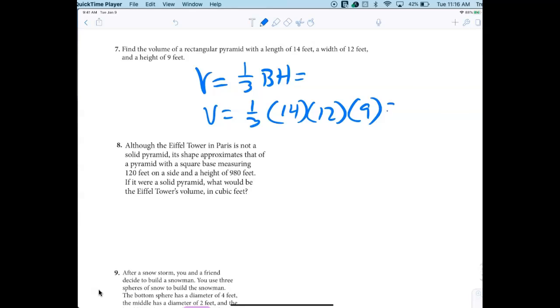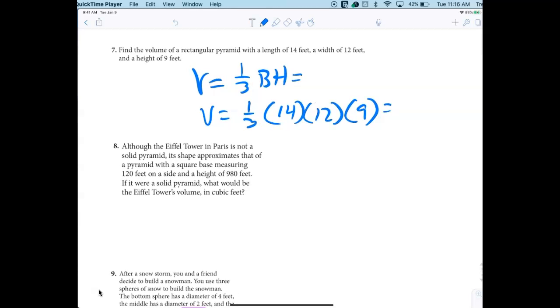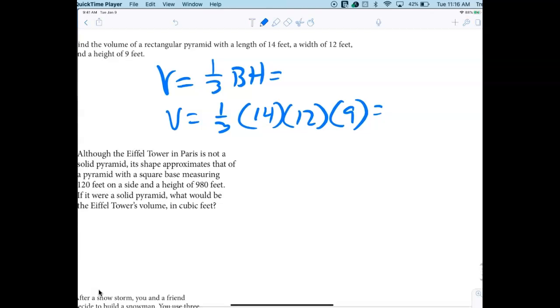Perfect. Why is there a third? Because it's not a triangle. Is it a pyramid? Pyramid is 1/3. And then the answer is 504 feet cubed. 504 cubic feet. Everybody happy with that? It's not bad, right?